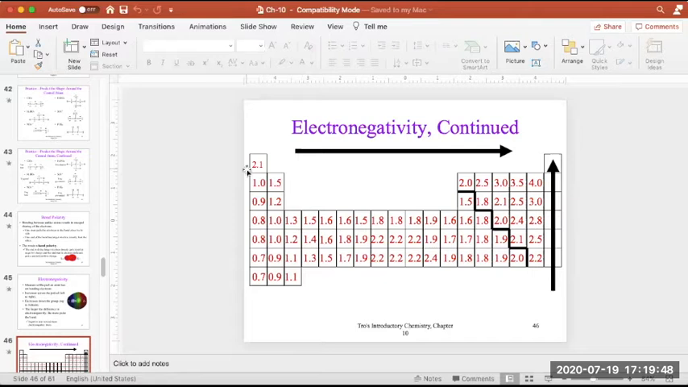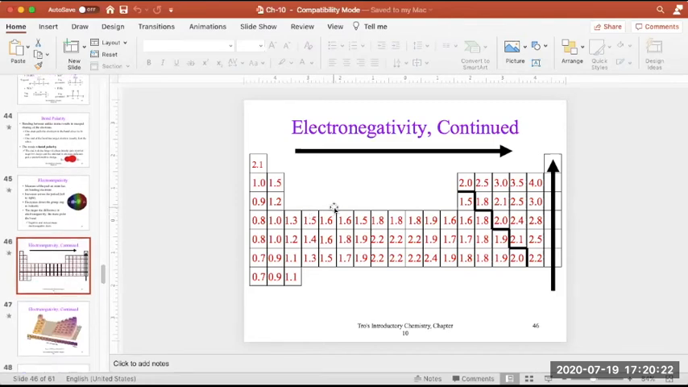So if you compare your periodic table side by side, this 2.1 number belongs to hydrogen, because this space belongs to the hydrogen element, right? This 1.0 is for lithium, Li, right? So you can see the box and then compare with your periodic table, and you will get the electronegativity number for that particular element. So like I said, the bigger the number, the stronger the element is, right?